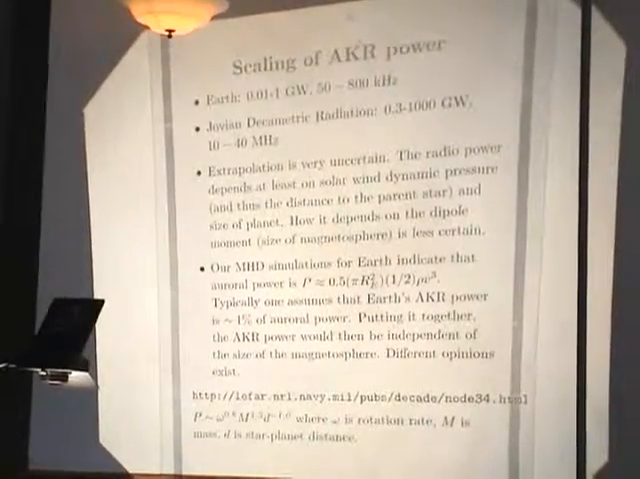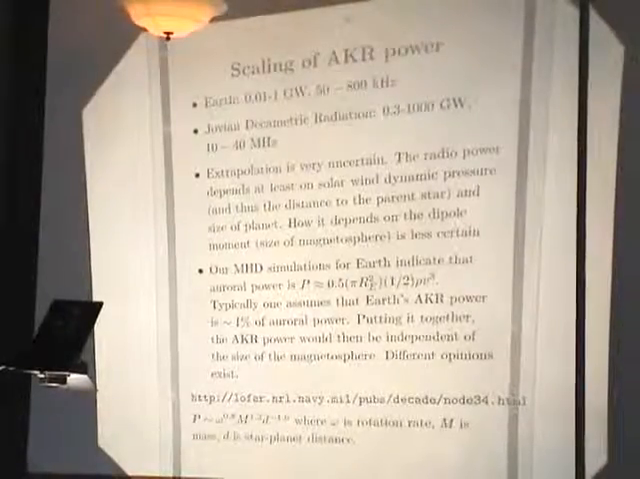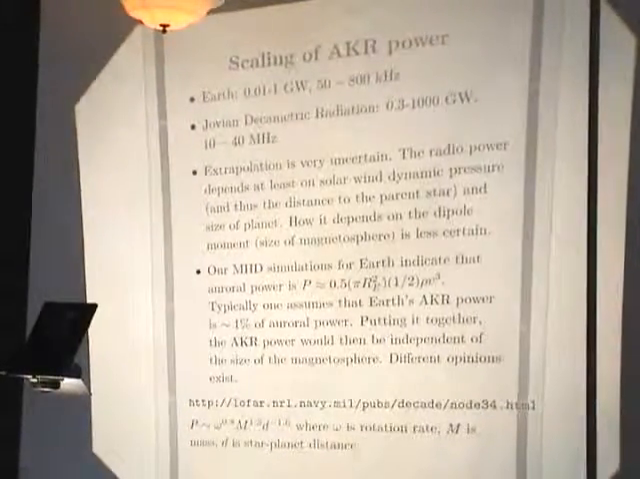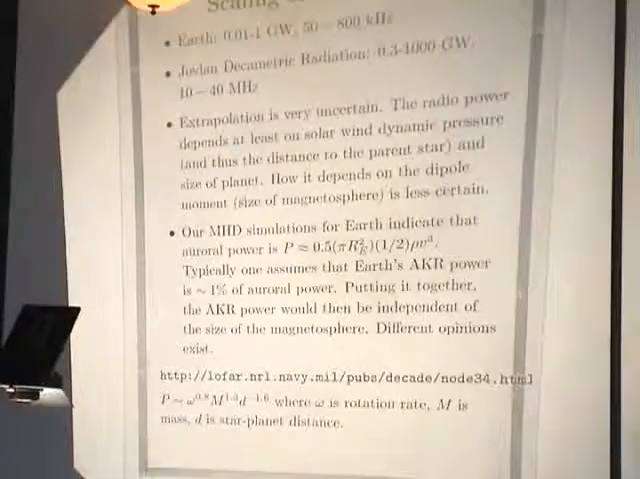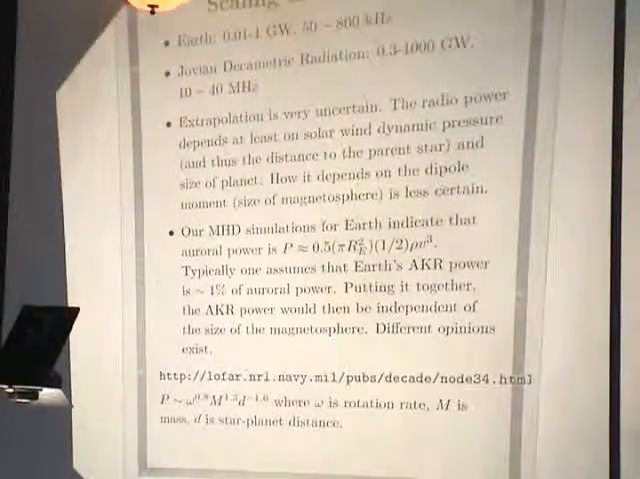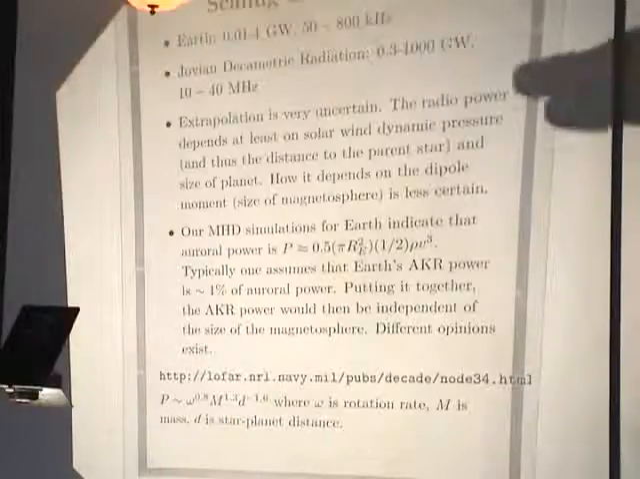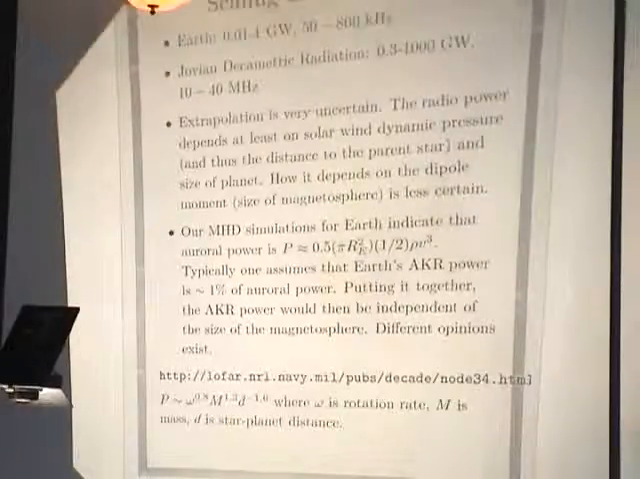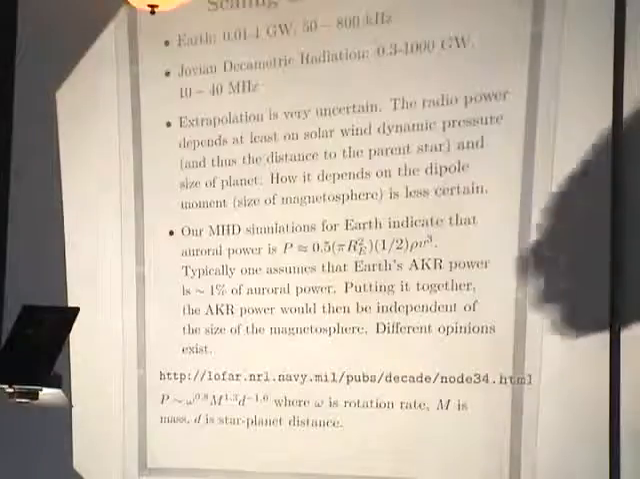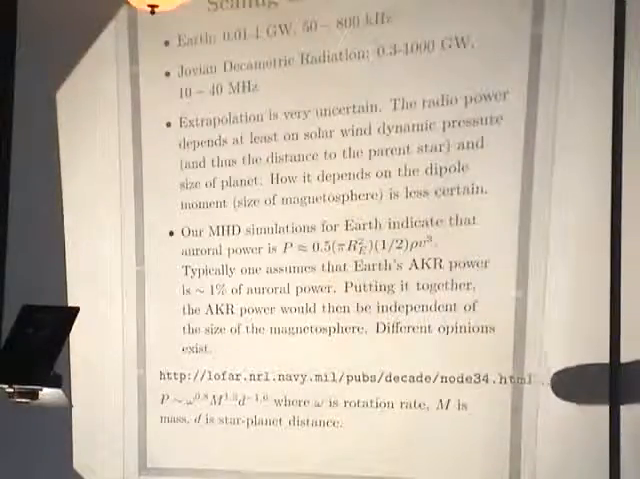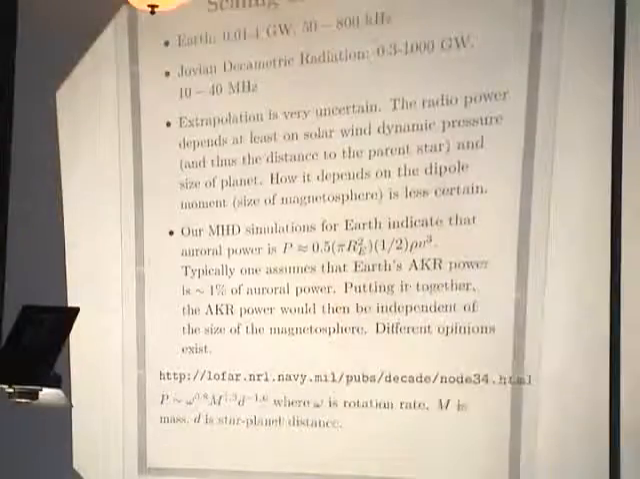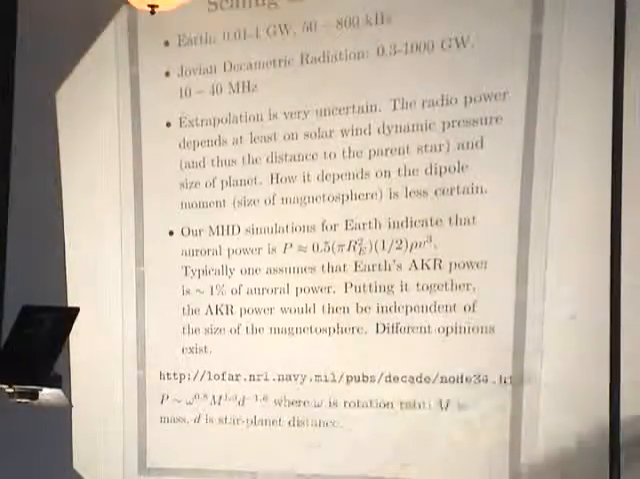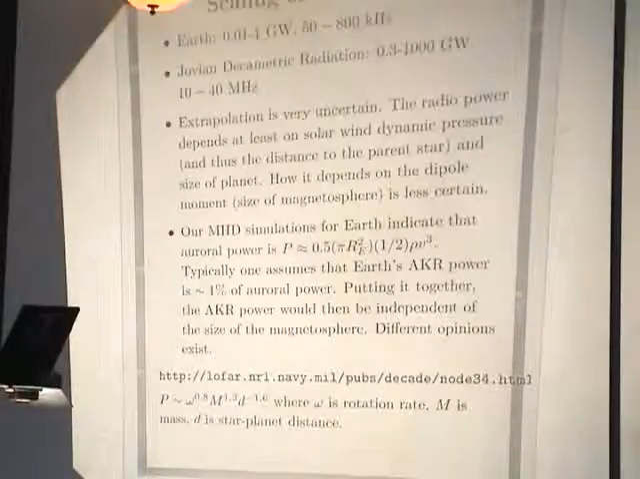I found slightly different figures for this, but roughly 1 terawatt, and sometimes even higher, which is very intense. And the extrapolation is how this scales with the properties of the planet, for instance the rotation. It's difficult to do, and different people have proposed different formulas. Looking at the formula that people have used, the power would scale with rotation rate to the power 0.3 or 0.8, mass to the power 0.3, and distance to the host star to the power minus 1.6.